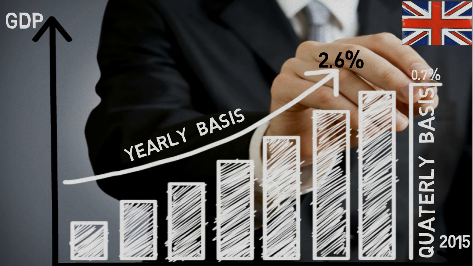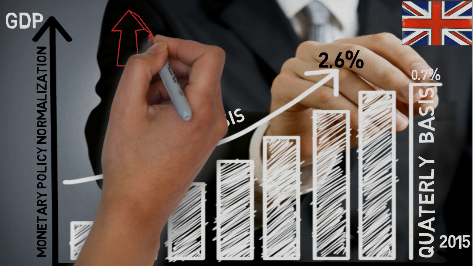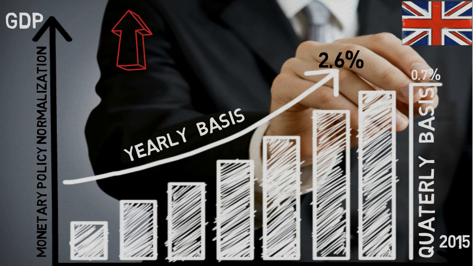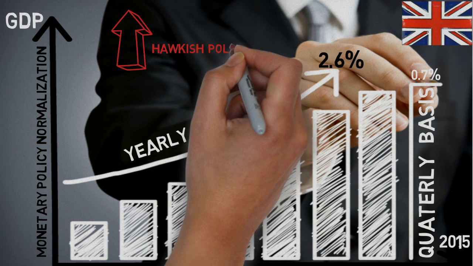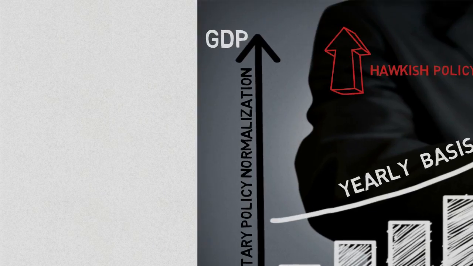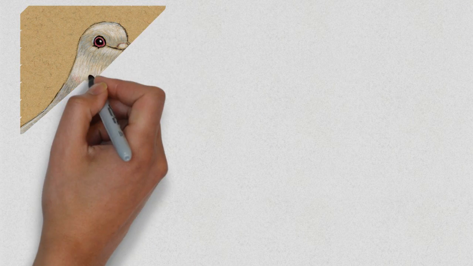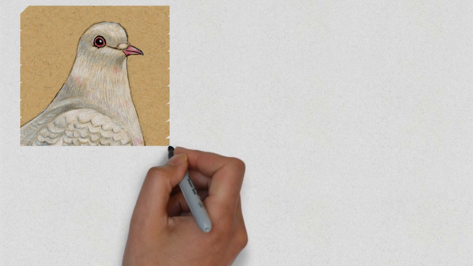The UK economy at the time was showing signs of comparatively robust economic performance, which drew policymakers' attention to monetary policy normalization. This was considered a hawkish policy stance by those in charge of monetary policy. Now we come to the other case, the dove. So what is a dove?